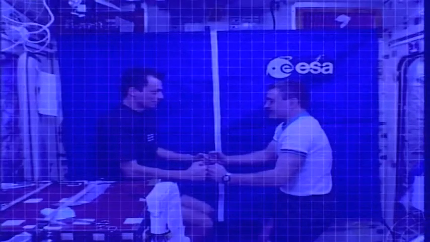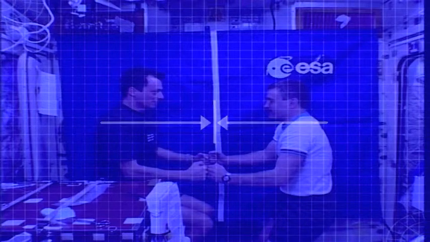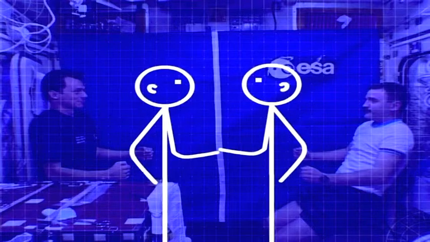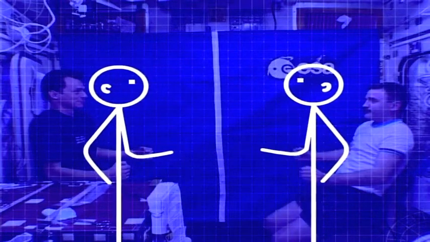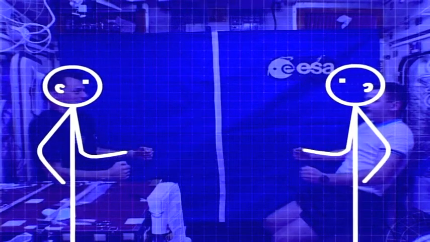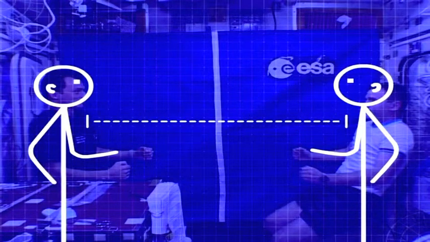What we see this time is that for every action, there is an equal and opposite reaction, Newton's third law of motion. Alexander pushes against Pedro, action. This causes Pedro to move, reaction. At the same time, Pedro pushes against Alexander, action, causing Alexander to move in the opposite direction, reaction. And they moved an equal distance.